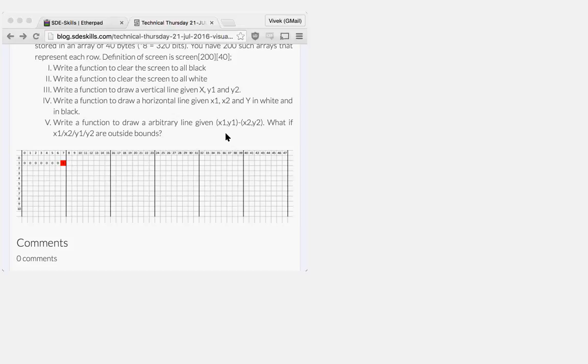All right. So moving on to the third question. This one's like, I want to draw a vertical line at a given x and a given y1 and y2. Any takers? I'll bite if nobody else will, but I'm going to describe an approach. Go on.